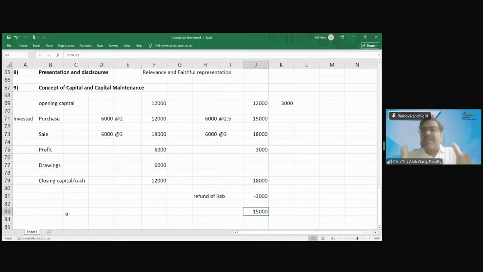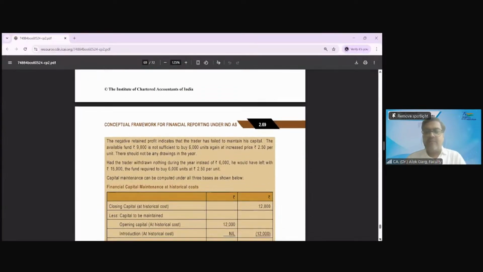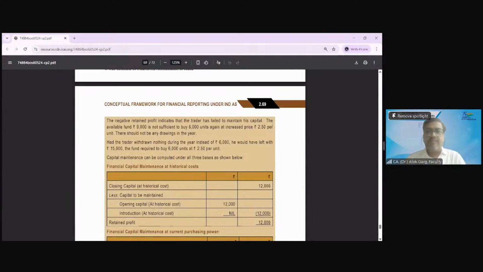This is the physical capital concept. Anushi, is this clear? Neha, Priya, is that clear? Yes, sir. So in this framework it is saying that the negative retained earning profit indicates the trader has failed to maintain the capital. The available fund 9,000 is not sufficient to buy 6,000 units again at the increased price of 2.5. There should not be any drawing in the year. Had the trader withdrawn nothing during the year, instead of 6,000 rupees, he would have been left with 15,000 rupees.